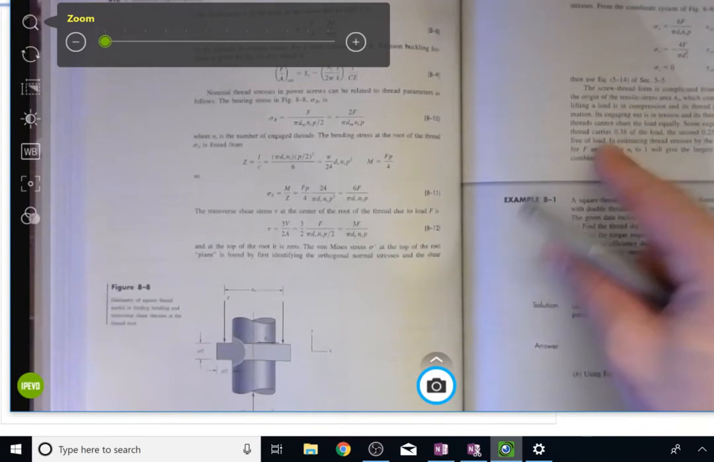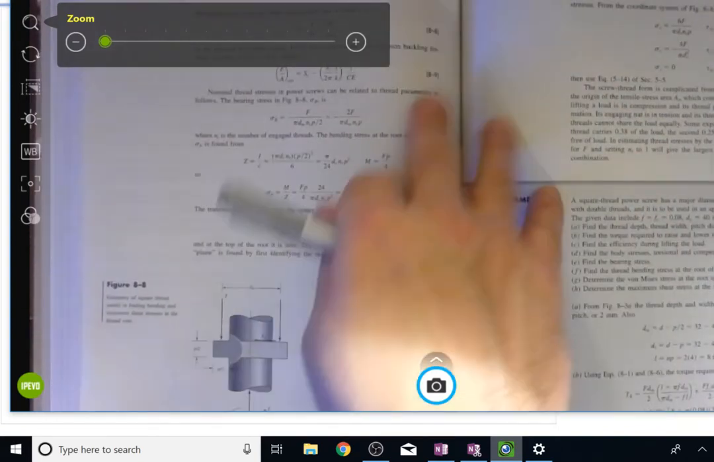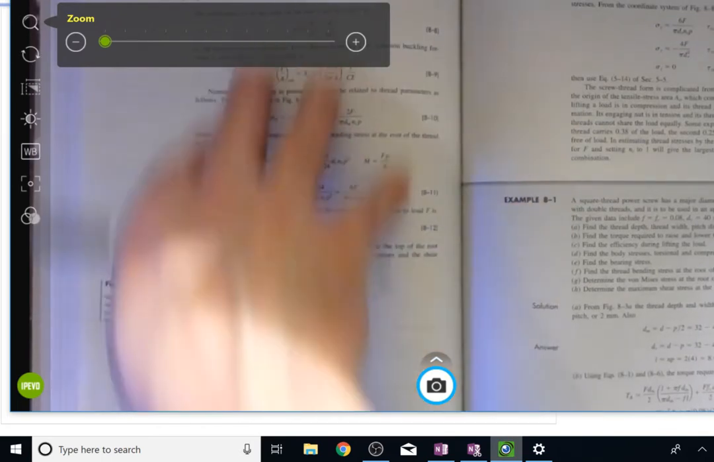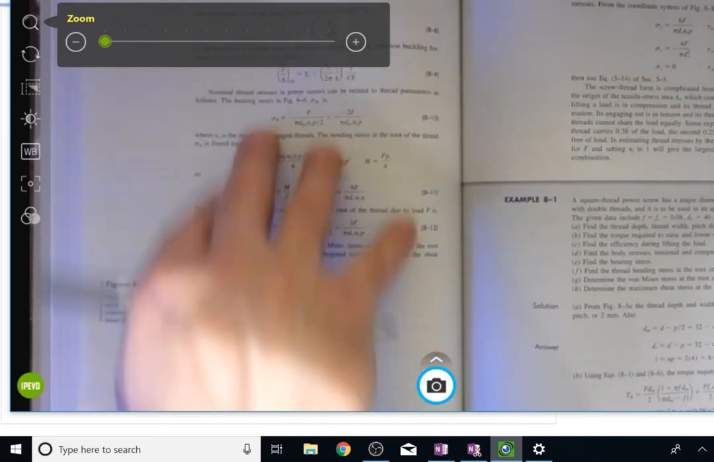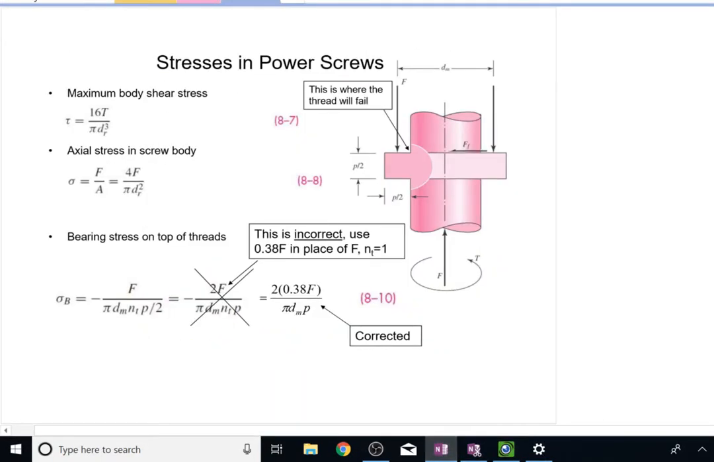And it basically negates all the other formulas that are over here. It essentially makes all these useless. So let's get to it, and I'll correct everything as we go along.